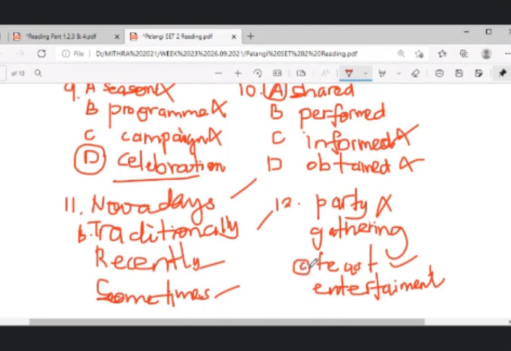Gathering is just like a get together, a family gathering. And this is not entertainment, it is not a type of hiburan. It is actually about ancestors, traditionally based. So entertainment cannot be accepted. Entertainment is like dance party, things like that. Okay, but the best answer is actually C. Well done. Okay, let's move on to number 13.